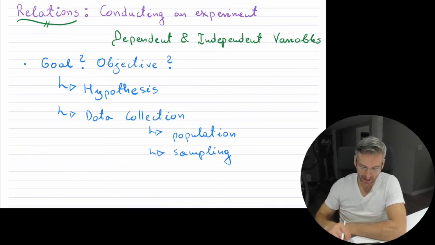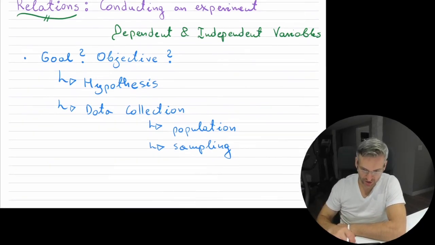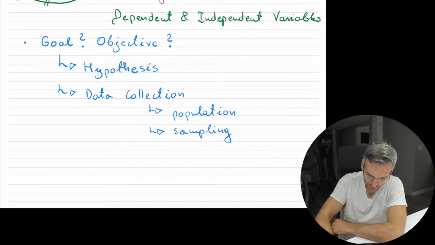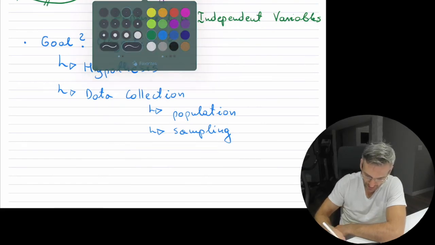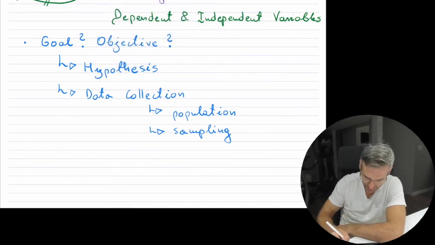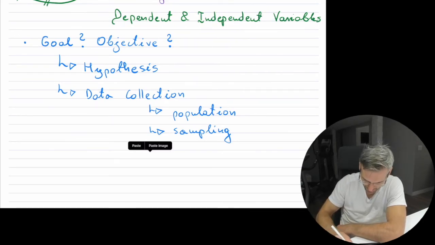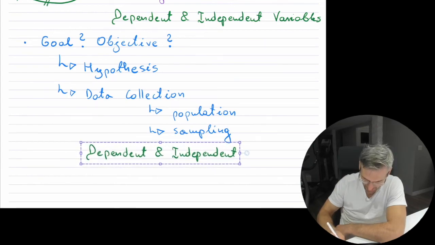So now, after this data collection, what you're going to run into is, you're going to have to set up, in that data collection, and this is important, you're going to have your dependent and independent variables. Let me copy this down here. Let me paste it here.